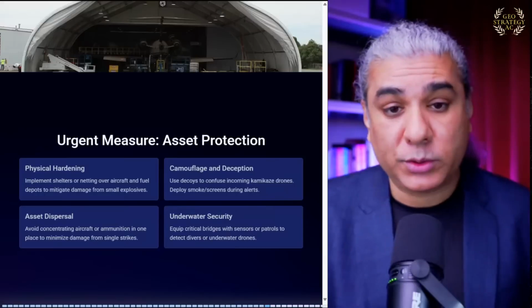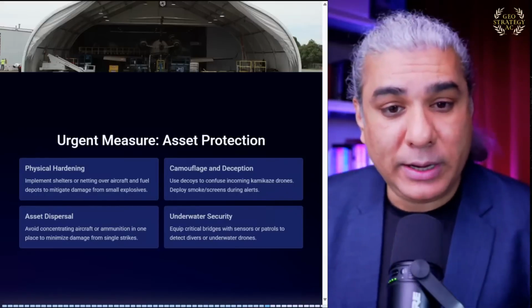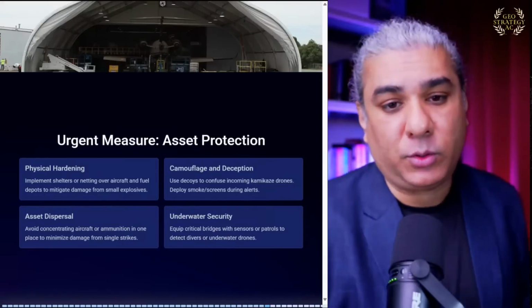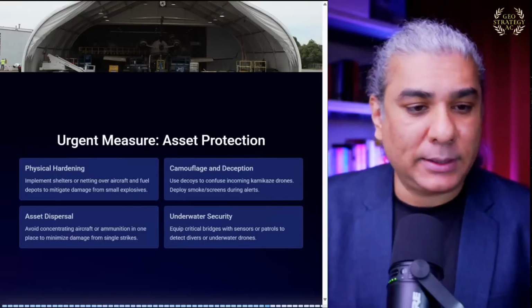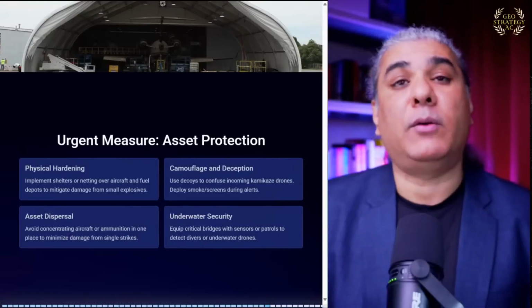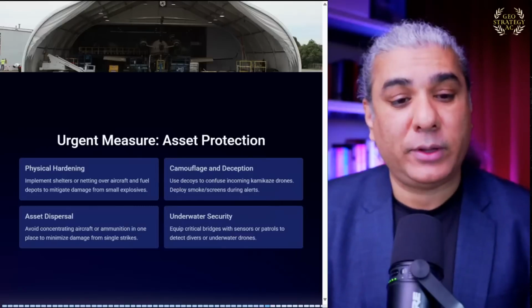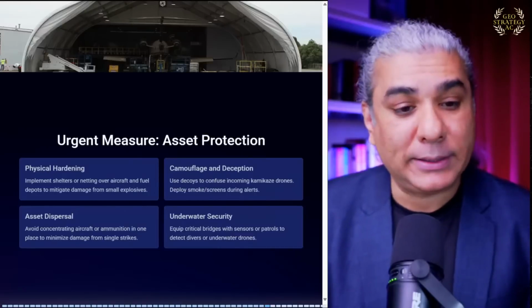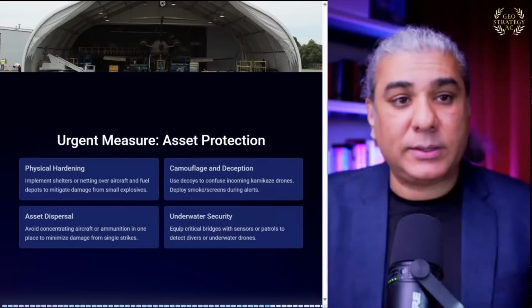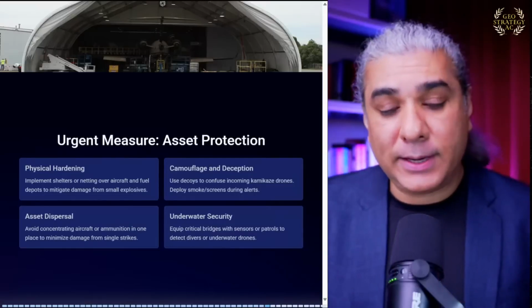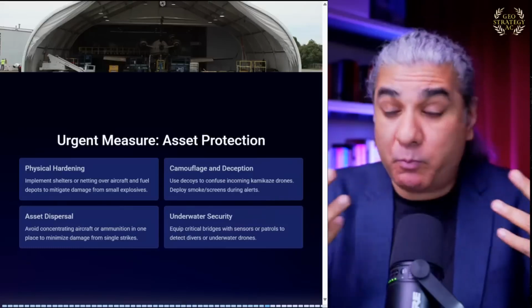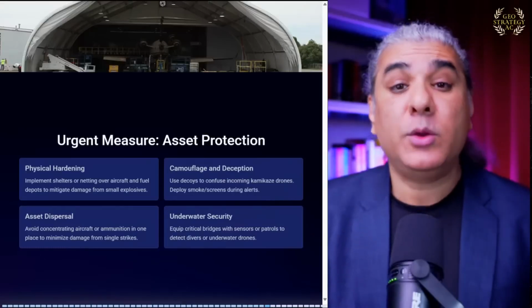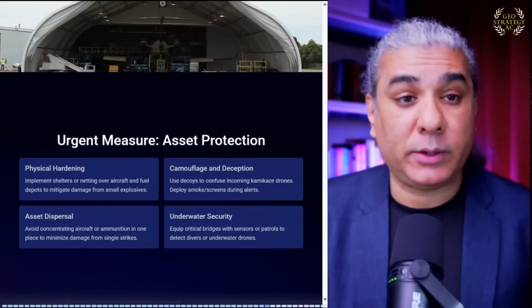Then we will need to use camouflage and deception. We need to use decoys to confuse incoming kamikaze drones, deploy smoke and screens during alerts, asset dispersal. We need to avoid concentrating aircraft and ammunition in one place. We have to disperse all of this now. And obviously, underwater security, we need to equip critical bridges with sensors and constant patrols, unfortunately, to detect divers or underwater drones.